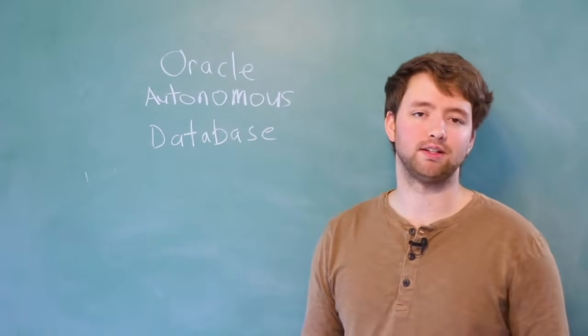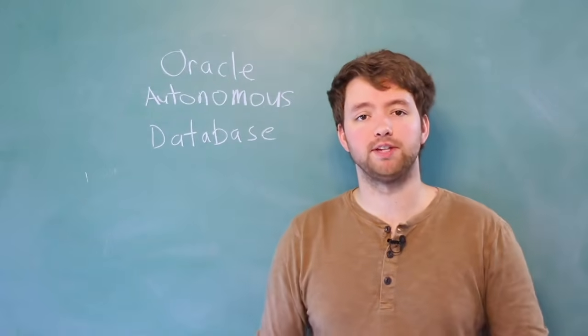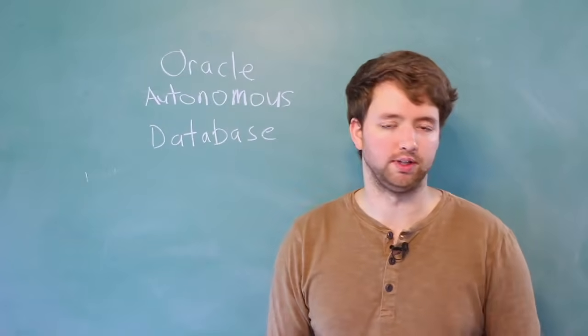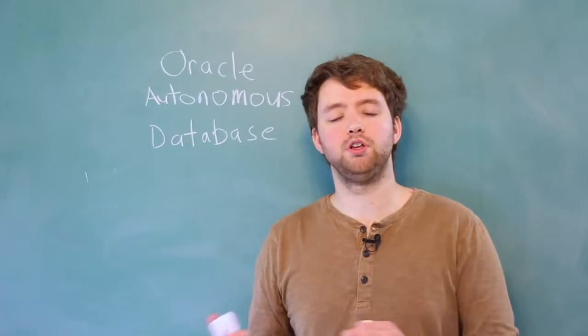Like I mentioned, it automates a lot of stuff, so it saves us from having to worry about it. So when we're working with the Autonomous Database, there are two workload possibilities. There's transactional and then there's warehouse. So when would you want to use which one?